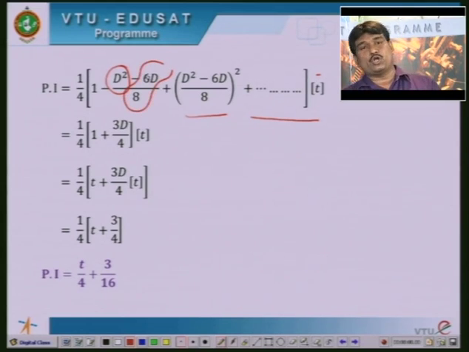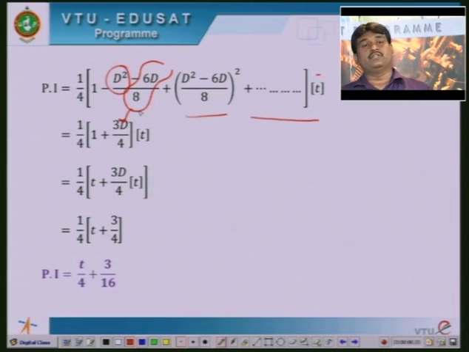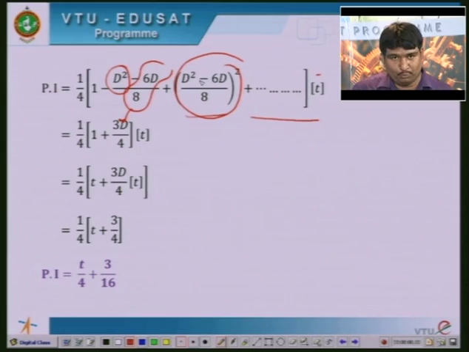Yes, when you operate this on t, it exists. So I have included that. I have retained that term, which is 3D by 4. Next, when you expand this, powers of D in all terms are more than or equal to 2. So second order derivative of t are 0. Same thing followed for other terms in the infinite series. So I have ignored all the terms excluding 1, which is 3D by 4. 1 plus 3D by 4 operated on t. So it is equals to 1 by 4.